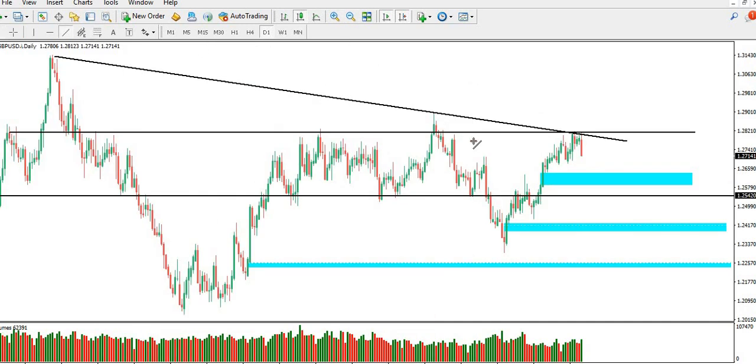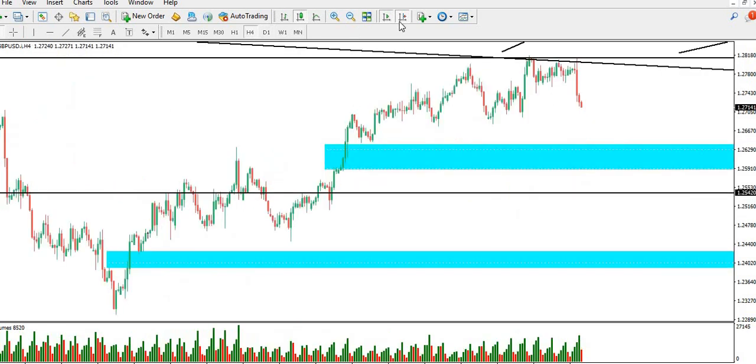The market touched the trend line. The market has touched the high liquidity zone. So what happened? The high liquidity zone and the trend line halted the market from further moving to the upside. Then they formed this bearish engulfing candlestick, which is on the daily time frame. Let's move to the smaller time frame.